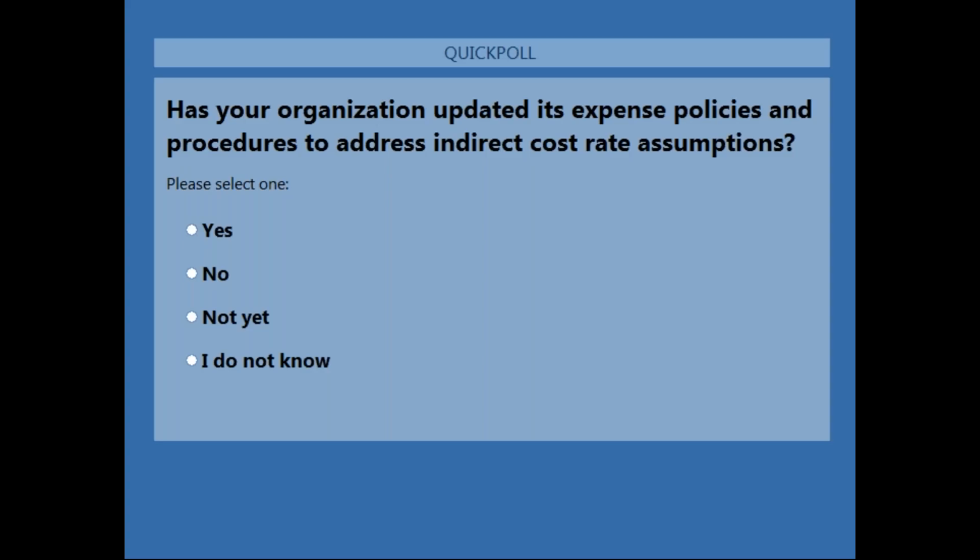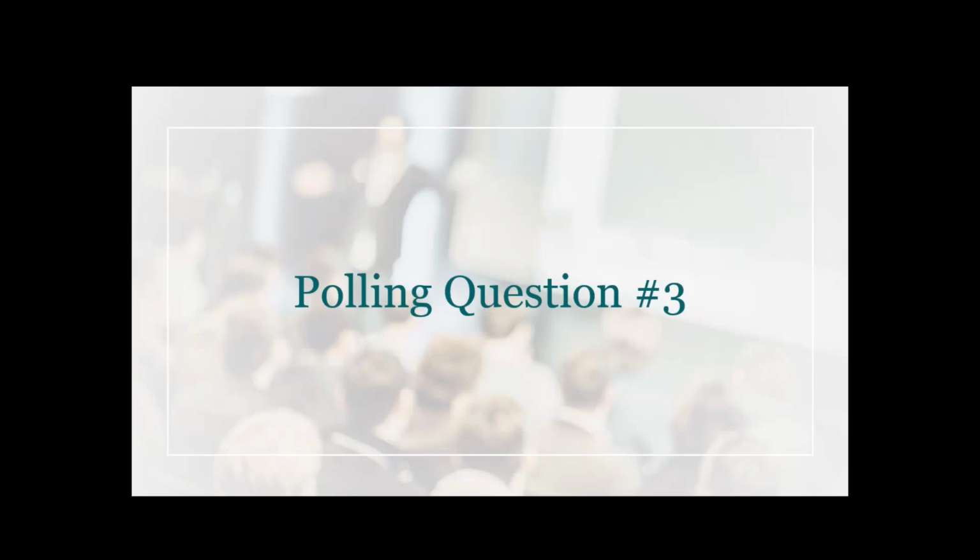Okay, we've come to our final polling question. Has your organization updated its expense policies and procedures to address indirect cost rate assumptions? Please select yes, no, not yet, or I do not know. While you're taking a moment to answer, I'll provide the third and final CPE word, which is policy. Again, the final CPE word is policy, P-O-L-I-C-Y.